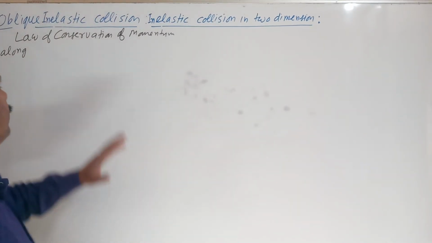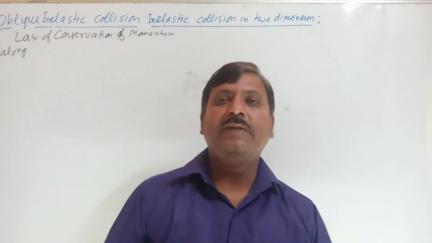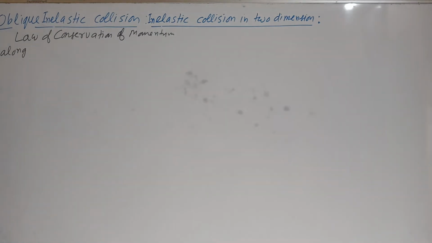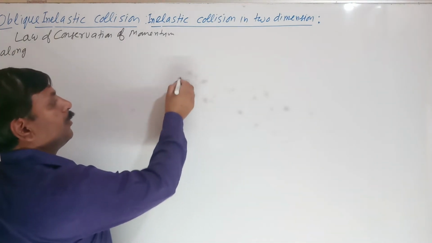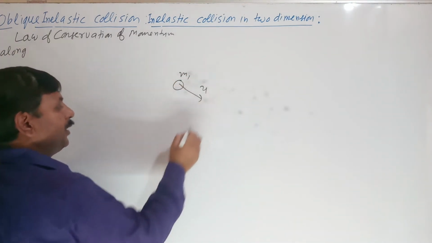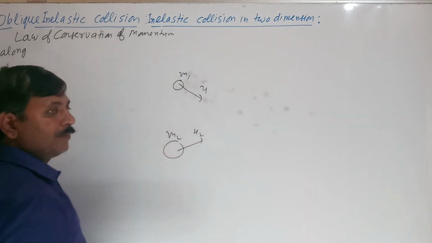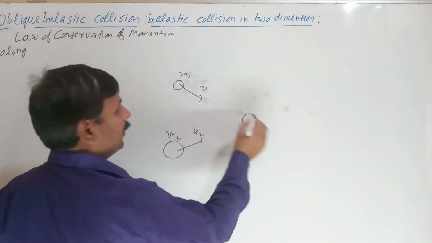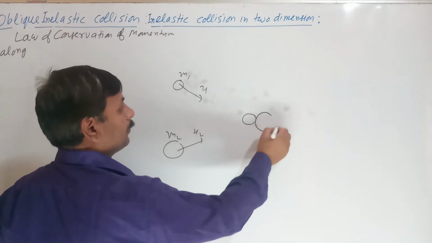See, now we are talking about the inelastic collision in 2 dimensions. Suppose 2 balls are there. This is one ball m1 with velocity u1, another ball m2 with velocity u2. When they are colliding, suppose they collide.